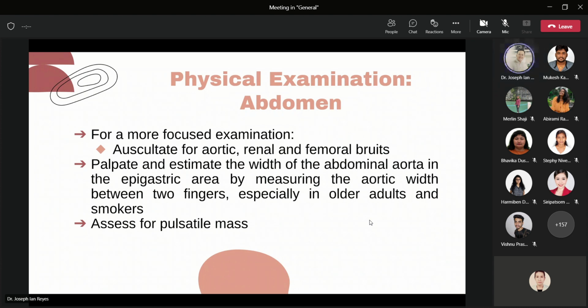Okay. So for this you focus on the aorta. Auscultate for aortic, renal, and femoral bruits. Palpate and estimate the width of the abdominal aorta in the epigastric area by measuring the aortic width between 2 fingers. Especially in older adults and smokers, it would be larger, right? Because of the distension. Then always assess for pulsatile masses. If you have an aneurysm, it would be more pronounced. Okay.